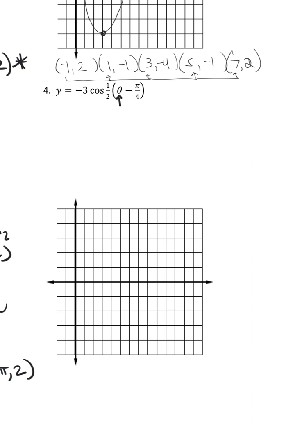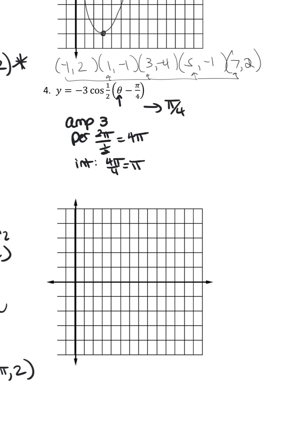Remember, theta is the same thing as x. So our amplitude is 3. And then our period length, 2 pi divided by half. So that's going to be 4 pi. Our intervals, when I divide by 4, is going to be pi. And I'm moving right pi over 4.